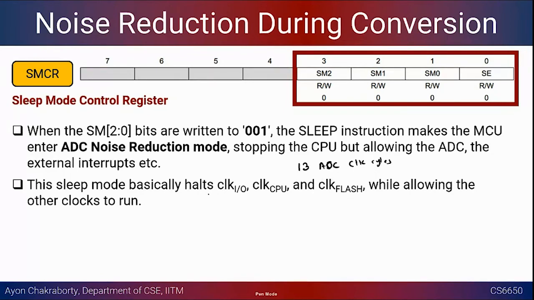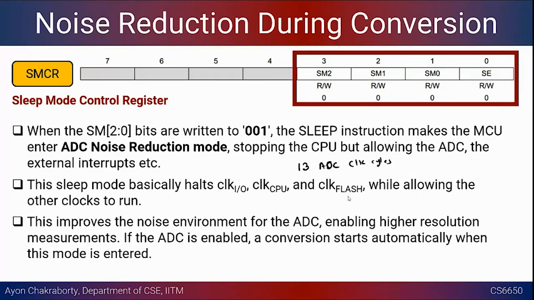It is going to halt the input output clock, the CPU clock, the clock that goes into the flash, and so on, right, while allowing other clocks to run. And there are more details in the manual, as I said. So this also improves the noise environment of the ADC, enabling higher resolution measurements. If the ADC is enabled, a conversion starts automatically when the mode is entered. So this is directly copied from the manual, and this is just to give you a pointer to how you can increase the accuracy beyond whatever is available.